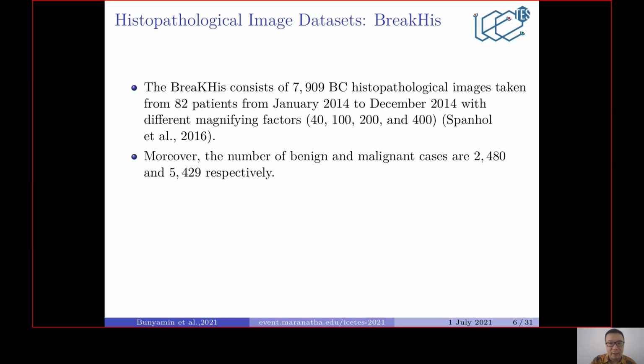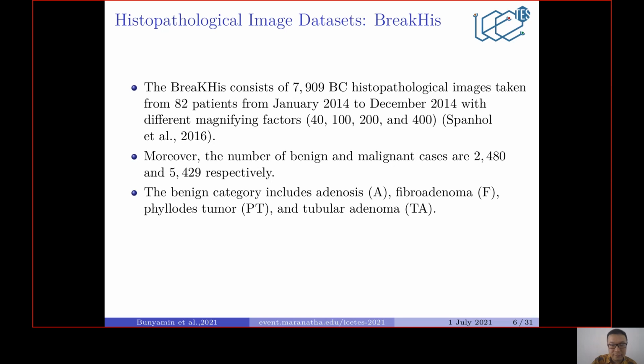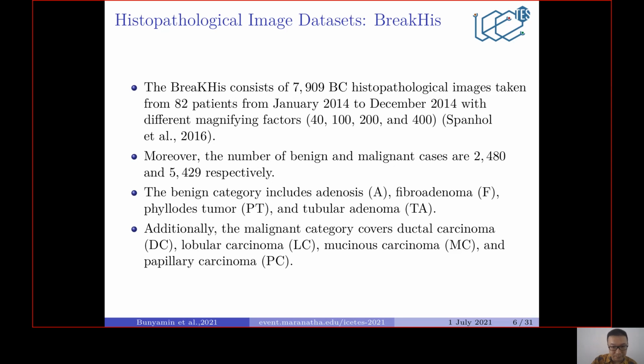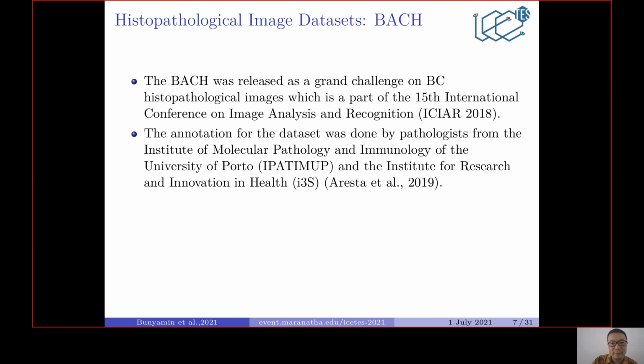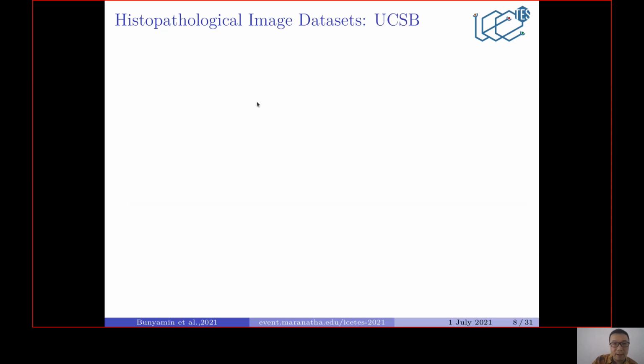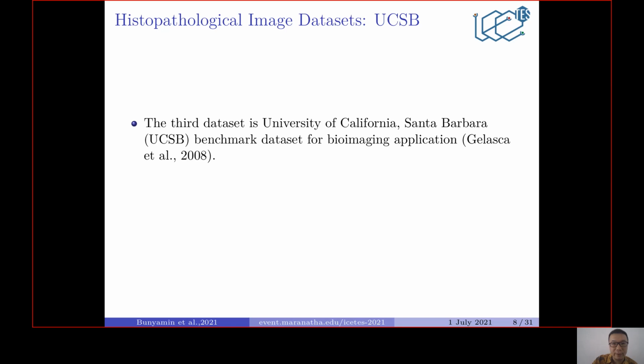This is the first dataset, ICE-TES. And this is BACH. Actually, it was released as a grand challenge on breast cancer histopathological images in 2018. And lastly, last but not least, this is the dataset from University of California.